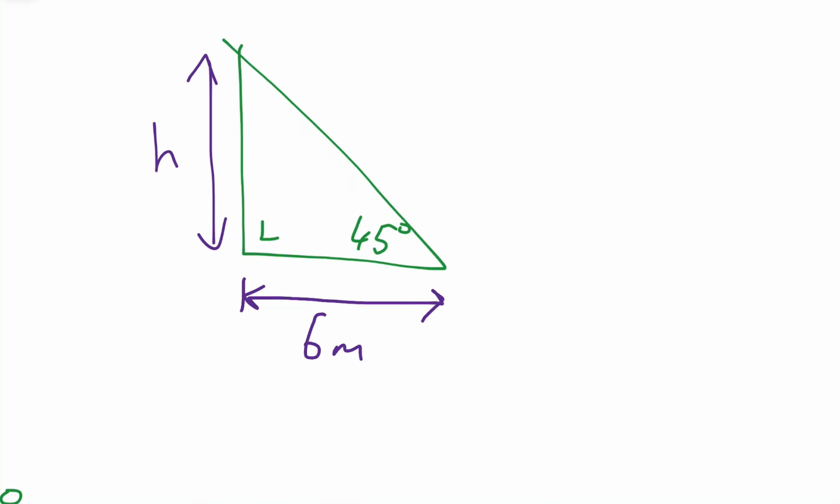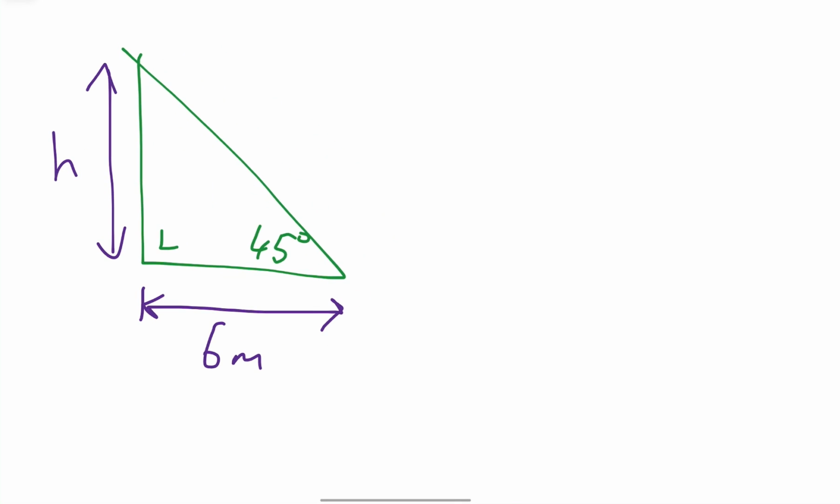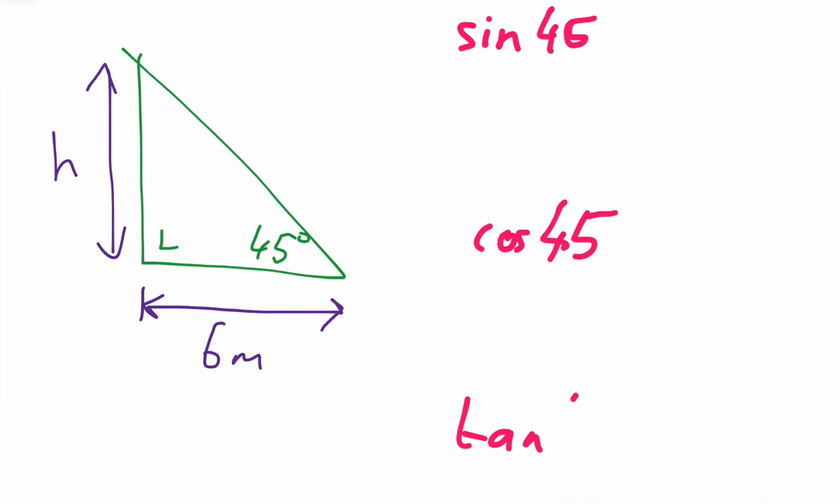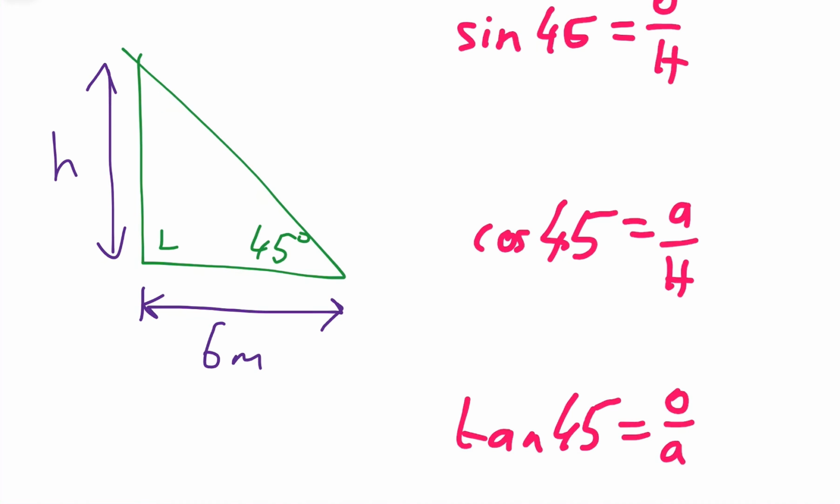I just need to figure out which am I going to use. Am I using sine, cos, or tan? Is it going to be sine of 45, cos of 45, or tan of 45? Which one's going to help us? Sine is always opposite over hypotenuse. Cos is always adjacent over hypotenuse. Tan is always opposite over adjacent.